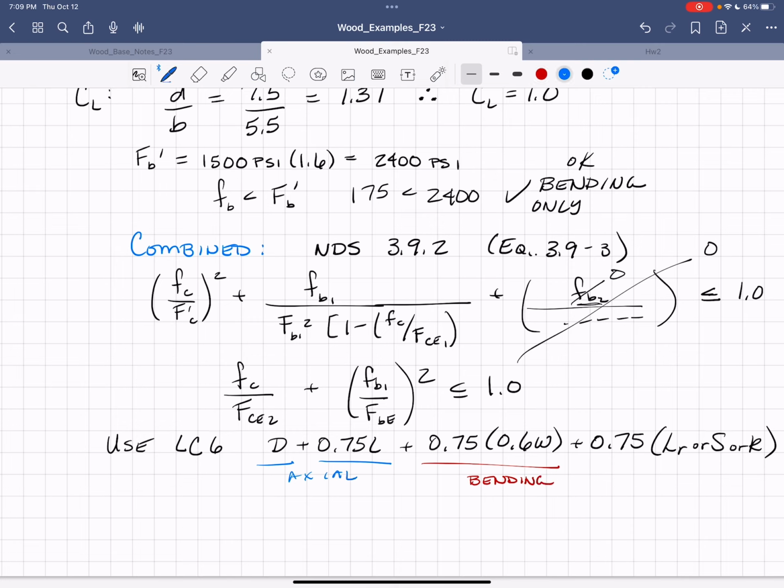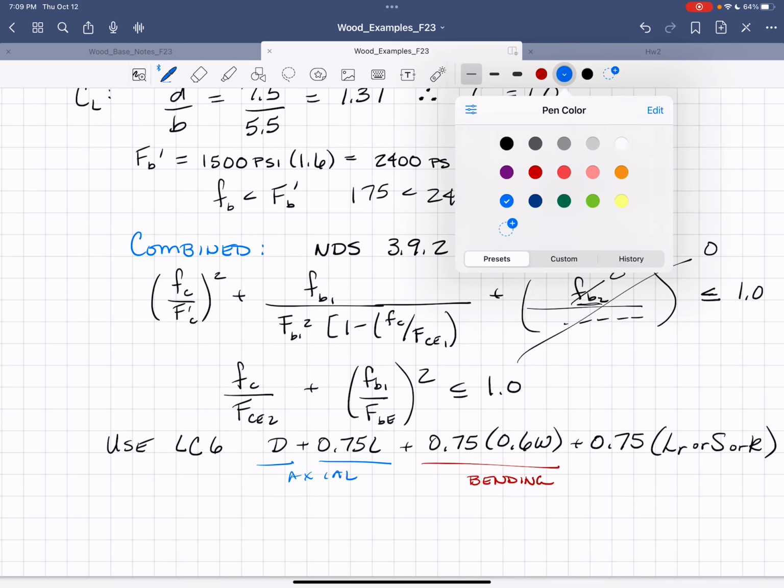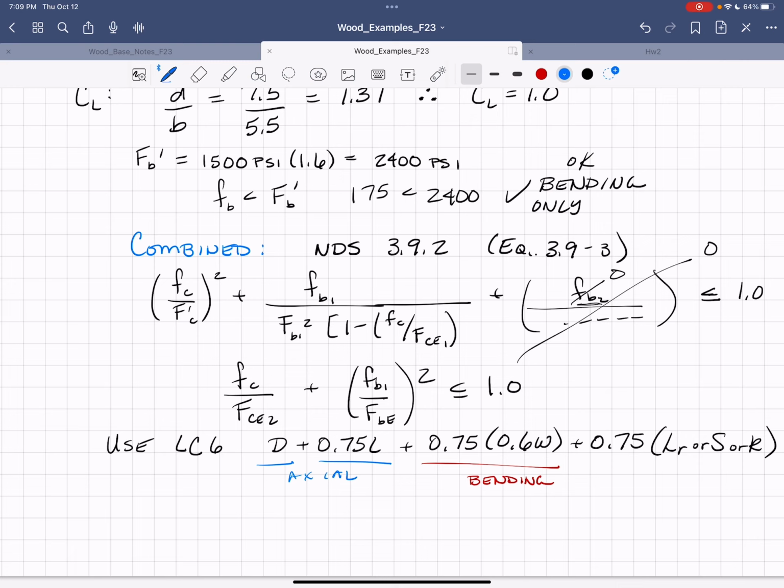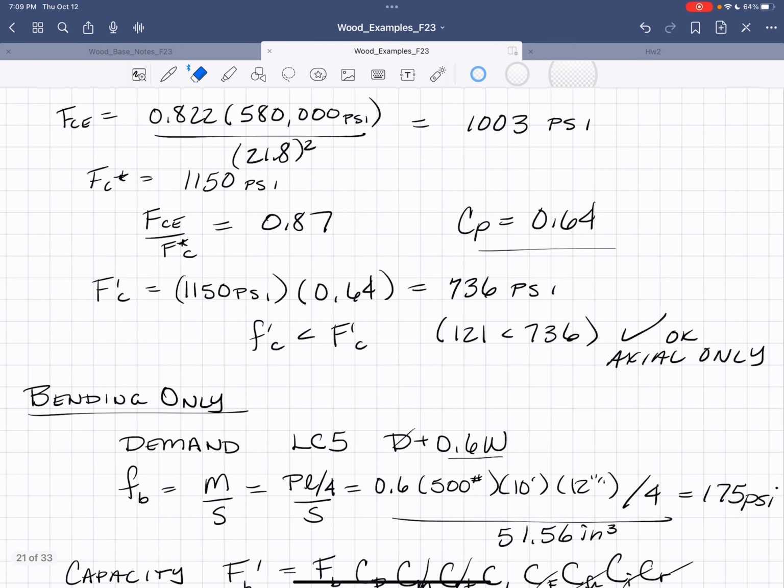Note that this is different, so we can't just add this up. Now we're combining the two. We did the other part to get some of these values in direct bending and axial, but we need to look at our new load combination here. All right, F sub C equals, switched colors on you there. Okay, I'm going to go to the next page.